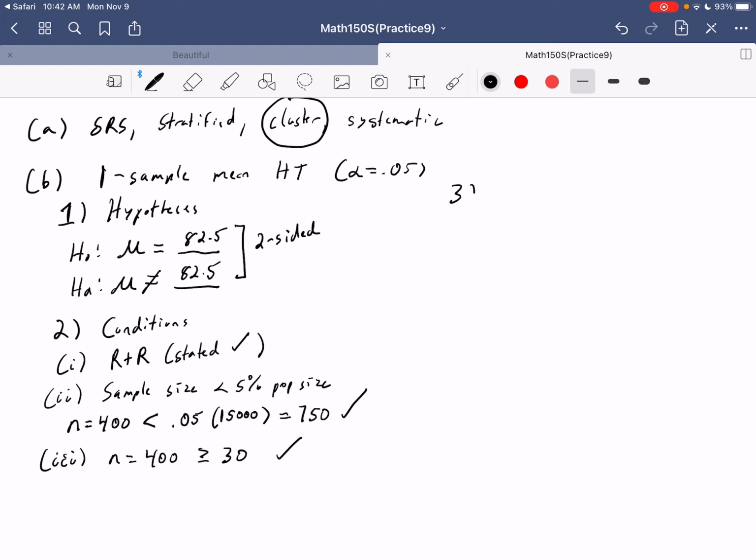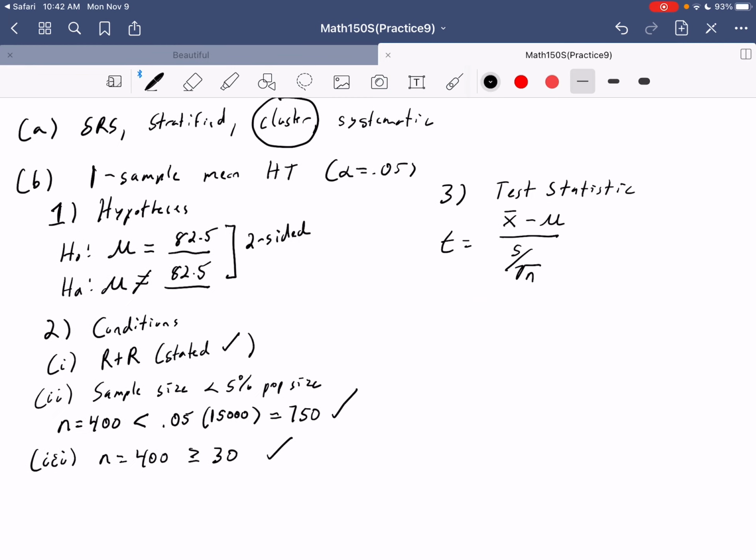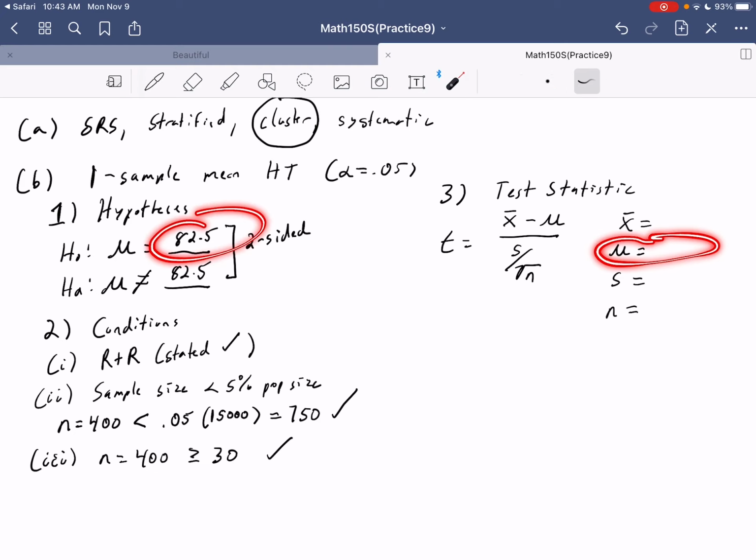All right, let's go ahead and get our test statistic then. So we'll do that over here. Our test statistic is t equals x bar minus mu over s over root n. We want to make sure you have each of the formulas for each of the 3 procedures we've discussed so far. What do we need to know here? We need to know x bar, mu, s, and n. Well, we've already talked about the mu. It's right there, 82.5. That's the null hypothesis.